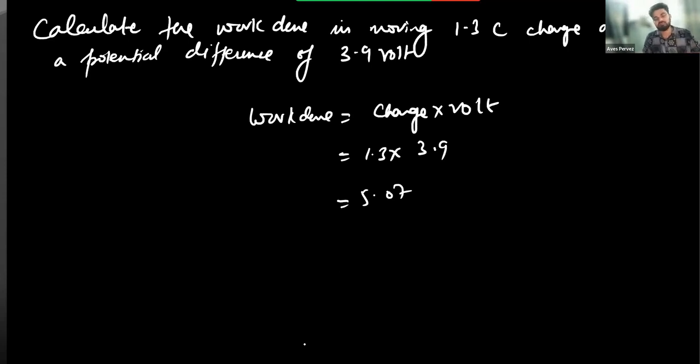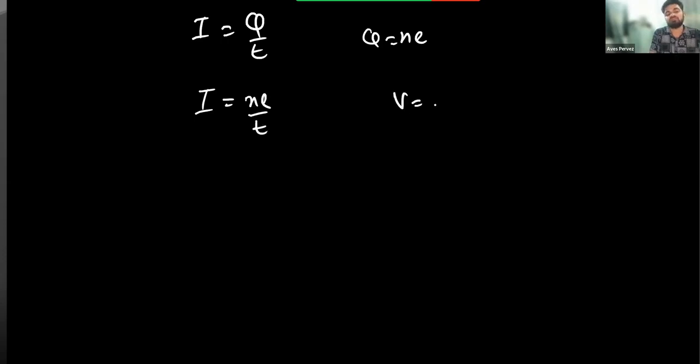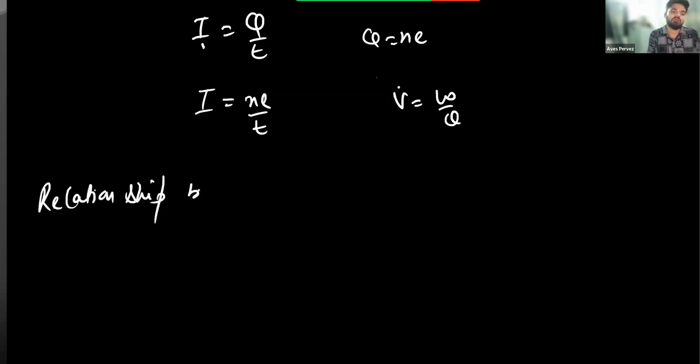So now you understood. Yes, sir. Now we have studied I is equal to Q upon T, Q is equal to N into E, N into E is equal to I into T, and V is equal to W upon Q. Now, what is the relationship between current and potential difference called? So we will talk about the relationship between current and potential difference.